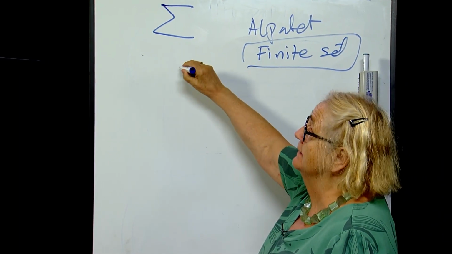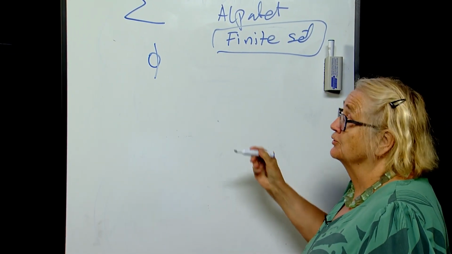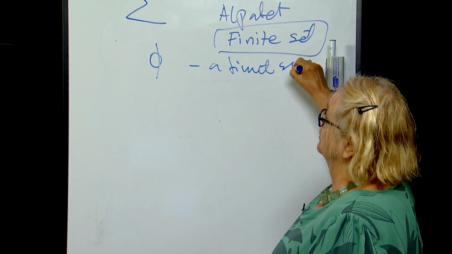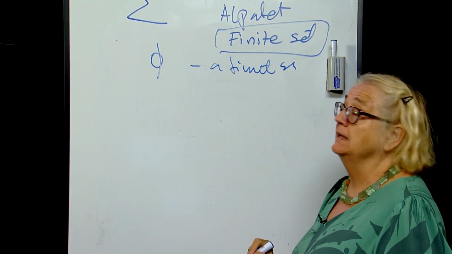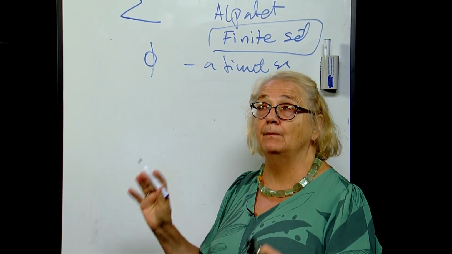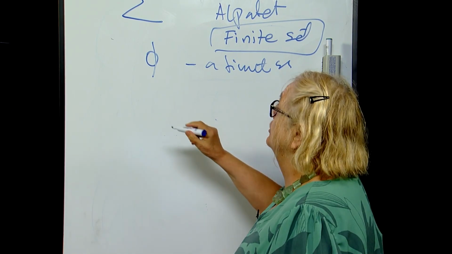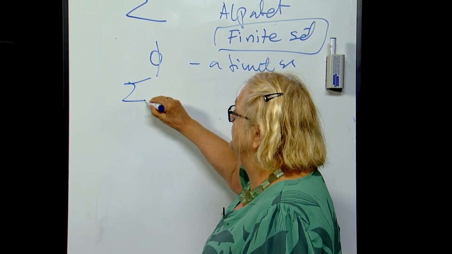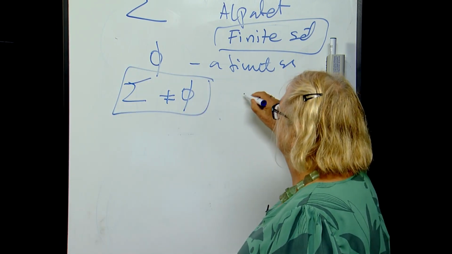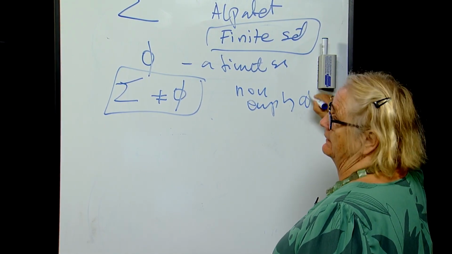So sigma equal to the empty set is also a finite set. So an alphabet can be empty. If we say let sigma be an alphabet, remember that it can also be empty. If we want to talk about a non-empty alphabet, we write sigma non-empty, so it's a non-empty alphabet.